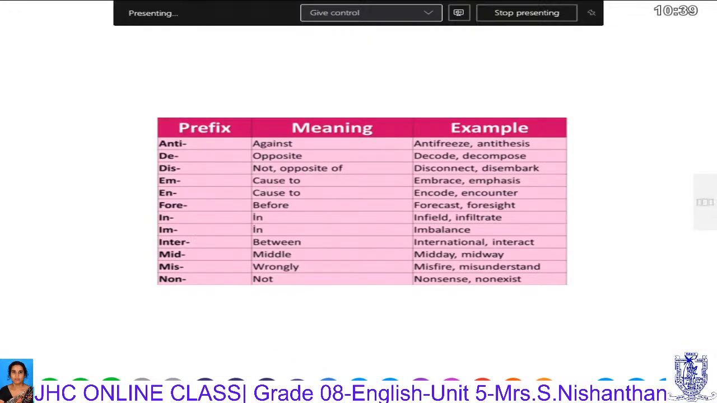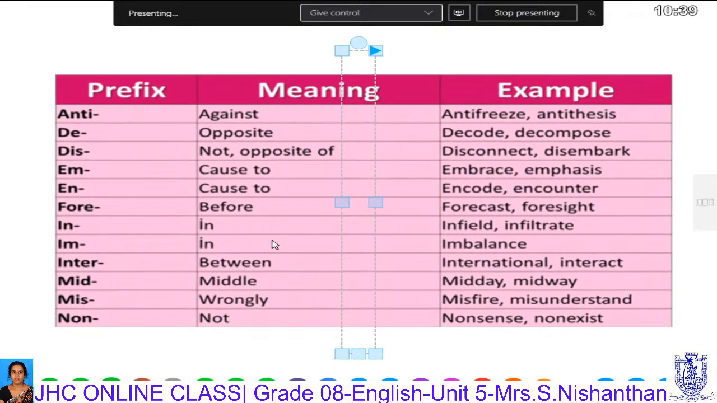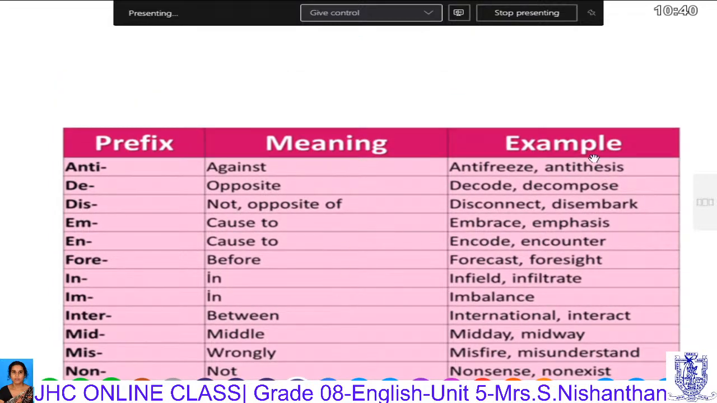If you can, take a screenshot, otherwise note it quickly. Here is also the prefix and the meaning. What is it? Anti, against. Antibiotics, antithesis, antifreeze, against. Anti means against, right?